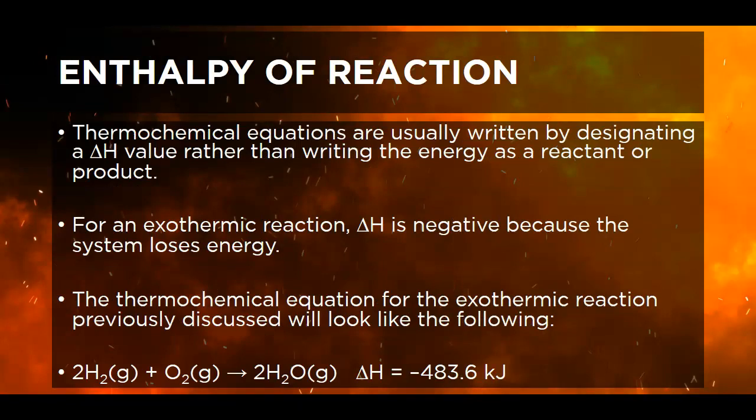So we actually don't usually write those thermochemical equations like I showed. What we're actually going to do is just write the equation as normal and then indicate the delta H as either a positive or a negative number. So in this case, we're forming water. Remember, forming water did give off energy. So the energy was on the product side.